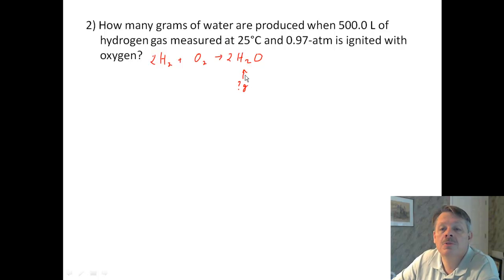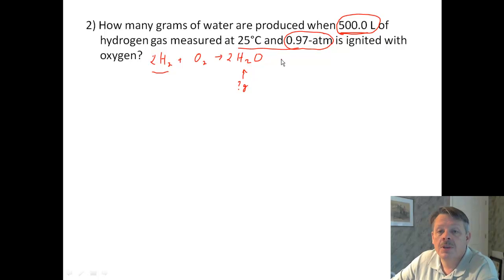To do that, we have to figure out how many moles 500 liters of hydrogen gas is. Because we're not at STP, we have to do some conversions so that we can actually use the information. 0.97 is already in atmospheres, so that's helpful. We can use our regular R constant because we have liters. We only have to convert 25 degrees Celsius: 25 plus 273 gives us 298 Kelvin. So that's pretty much our only conversion we have to do.